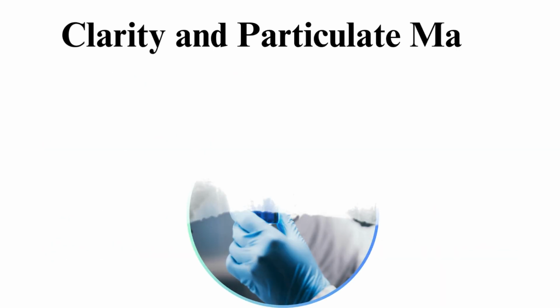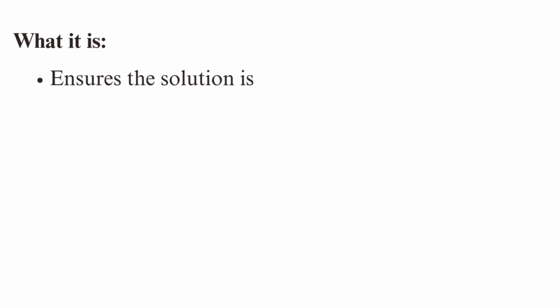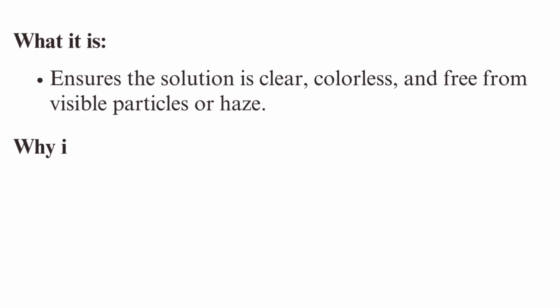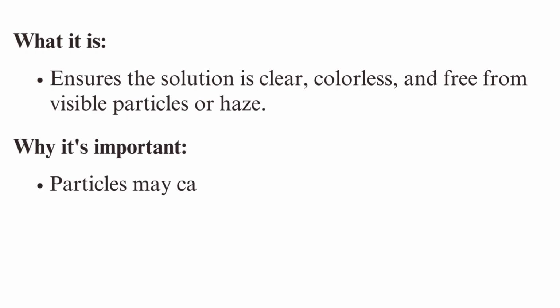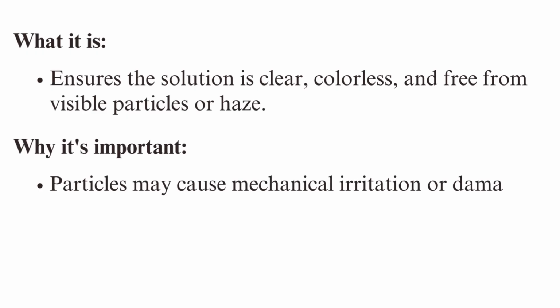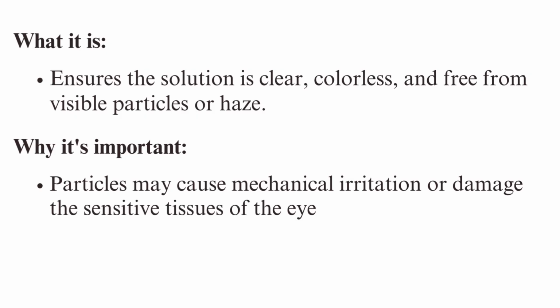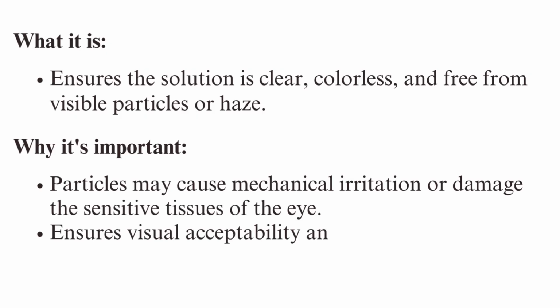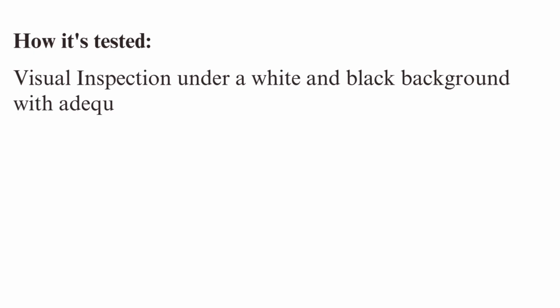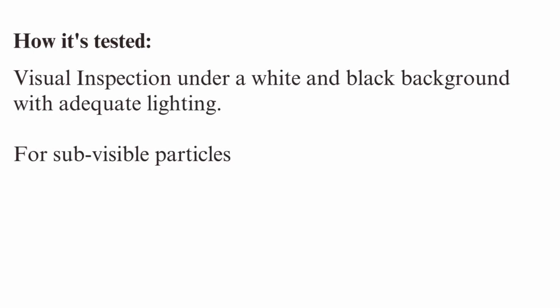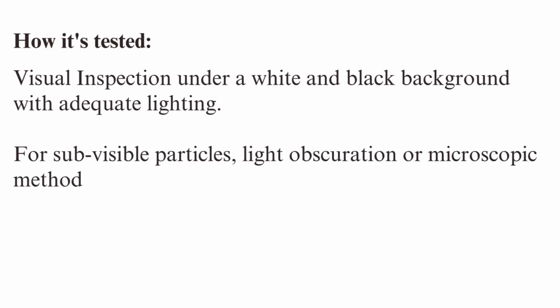2. Clarity and particulate matter test. What it is: ensures the solution is clear, colorless, and free from visible particles or haze. Why it's important: particles may cause mechanical irritation or damage the sensitive tissues of the eye. Ensures visual acceptability and uniformity. How it's tested: visual inspection under a white and black background with adequate lighting. For subvisible particles, light obscuration or microscopic methods are used as per USP.